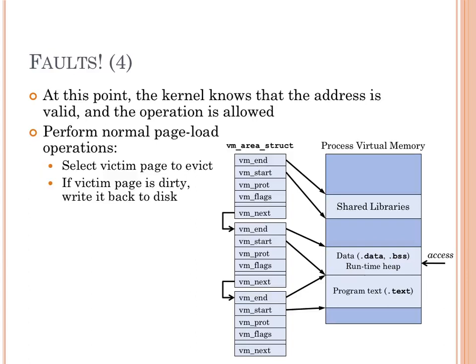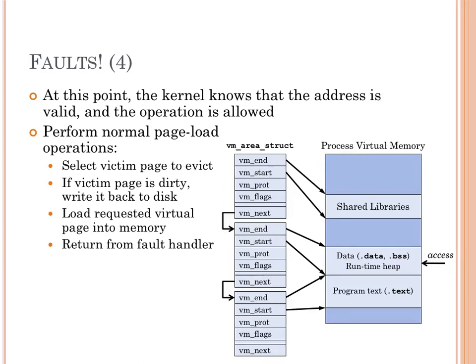Okay? So we select a victim page to evict. Again, that'll go against the physical page frames. I got to free up a frame. Okay? If it's dirty, write it back to disk. Now already this might suggest something. You know what would be really cool is if I picked a victim page that was not recently accessed and also not dirty, because then I don't have to write it back. That will halve the time it takes to resolve this fault. Right? But you can have the OS make these various decisions. Load the requested virtual page into memory, and then return from the fault handler.